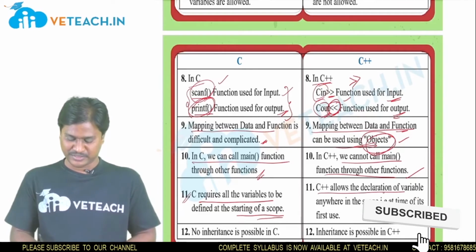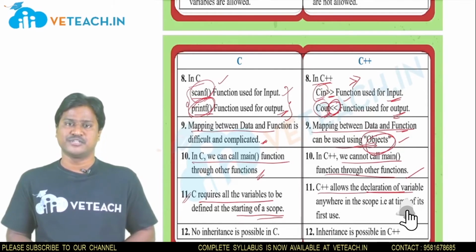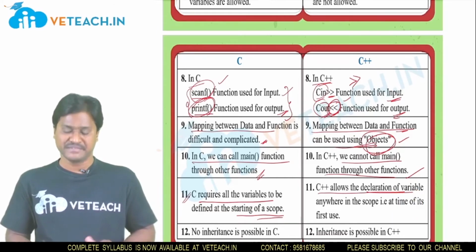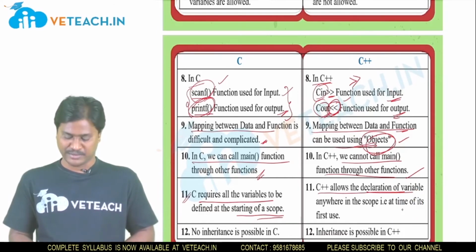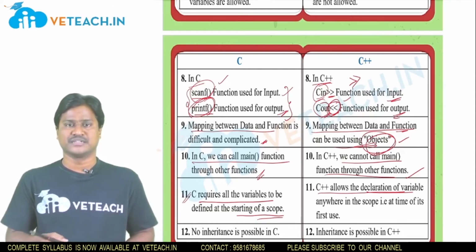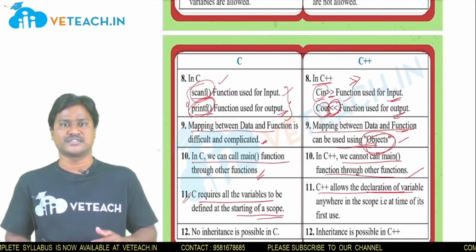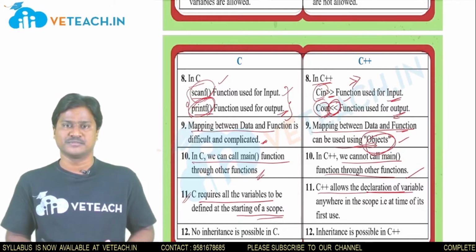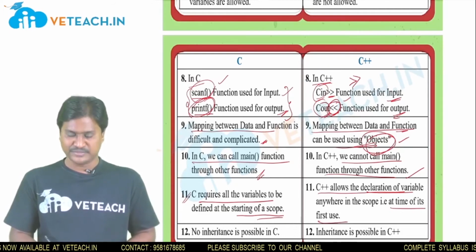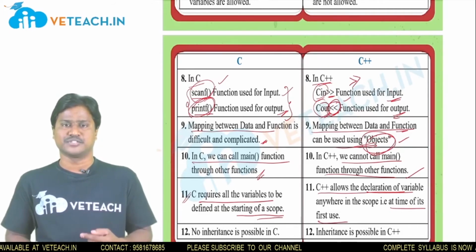And C++ gives some flexibility for the programmer and developer. Declaration of a variable is allowed anywhere in the scope of the program. Anywhere in your program you can define the variable, and there is no restriction that you need to define variables at the start of the scope. The only condition is that you should declare the variable at the time of its first use.